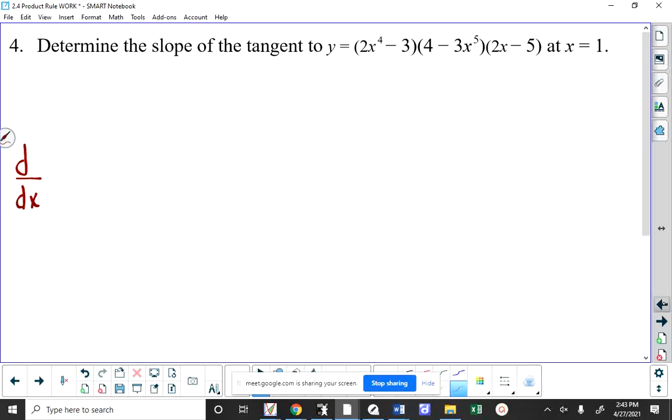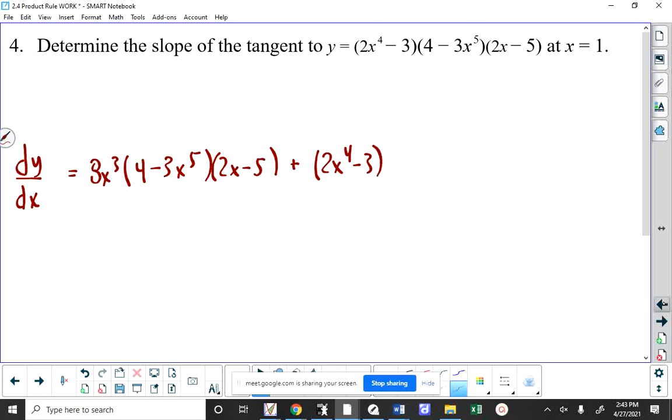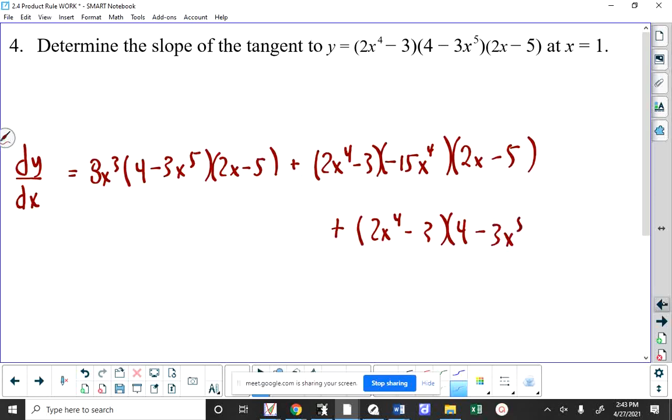The derivative of the first is going to be 8x cubed, and then I need to multiply by the other 2. Plus the first times the derivative of the second, and I'm going to double check all my work here, times the third, plus the first times the second times the derivative of the third.